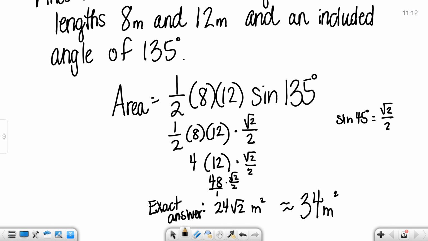So again, paying attention to the directions, if it asks you for an exact value or it says you can give a decimal answer. And that is all for section 1, Law of Sines.